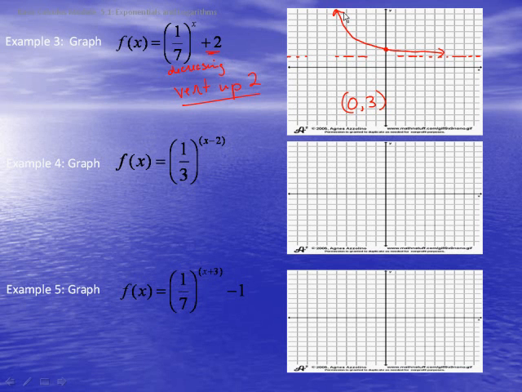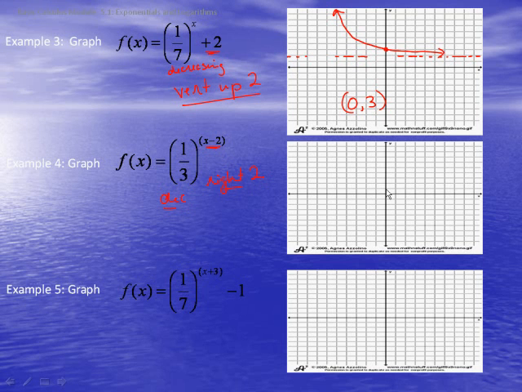The same thing is true here. This one's going to be decreasing again. The only problem is this is on the inside of the function, where x is. And so remember, when it's inside the function, it always has a minus sign in front of it. So instead of left 2, it's going to actually be right 2. It's going to be decreasing. It's going to be right 2.